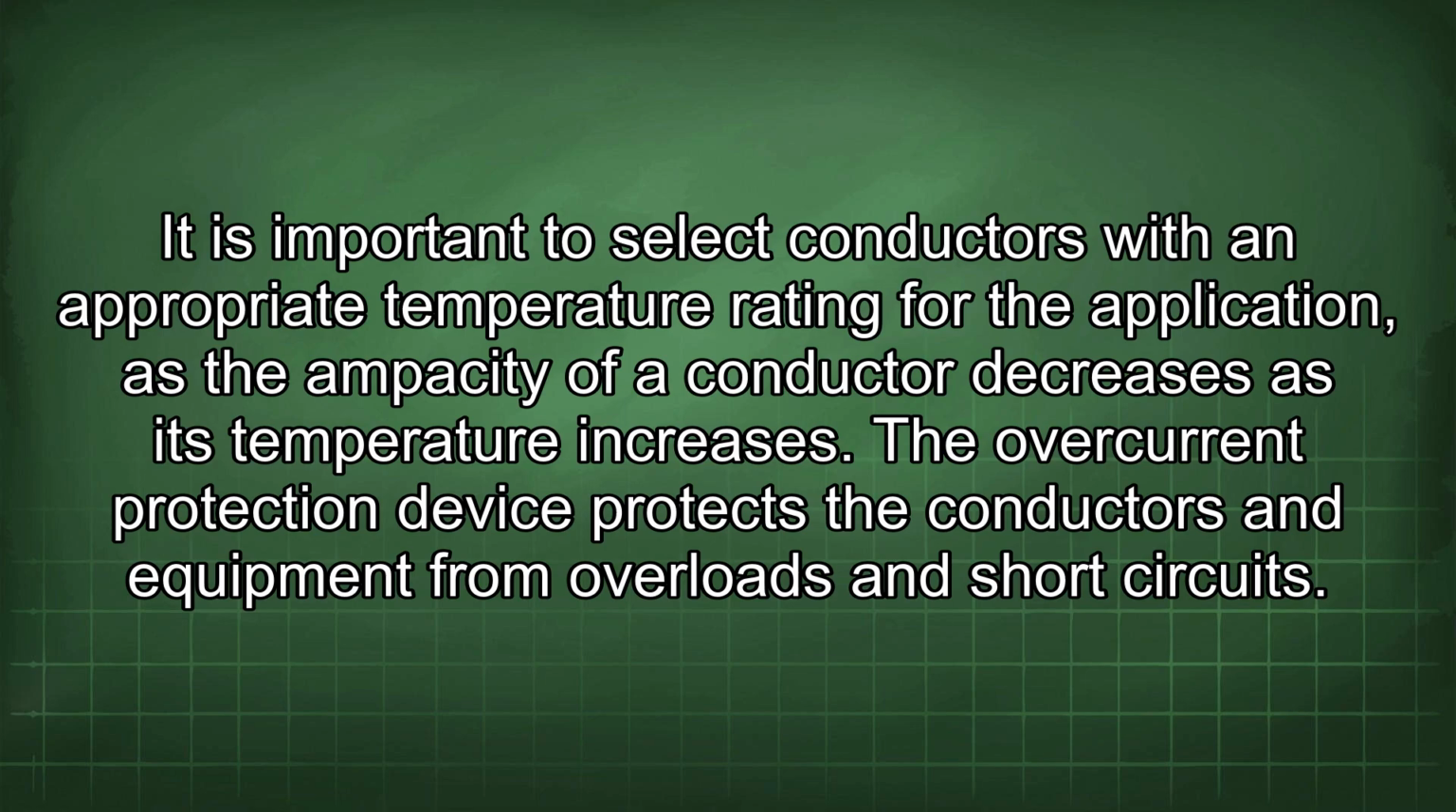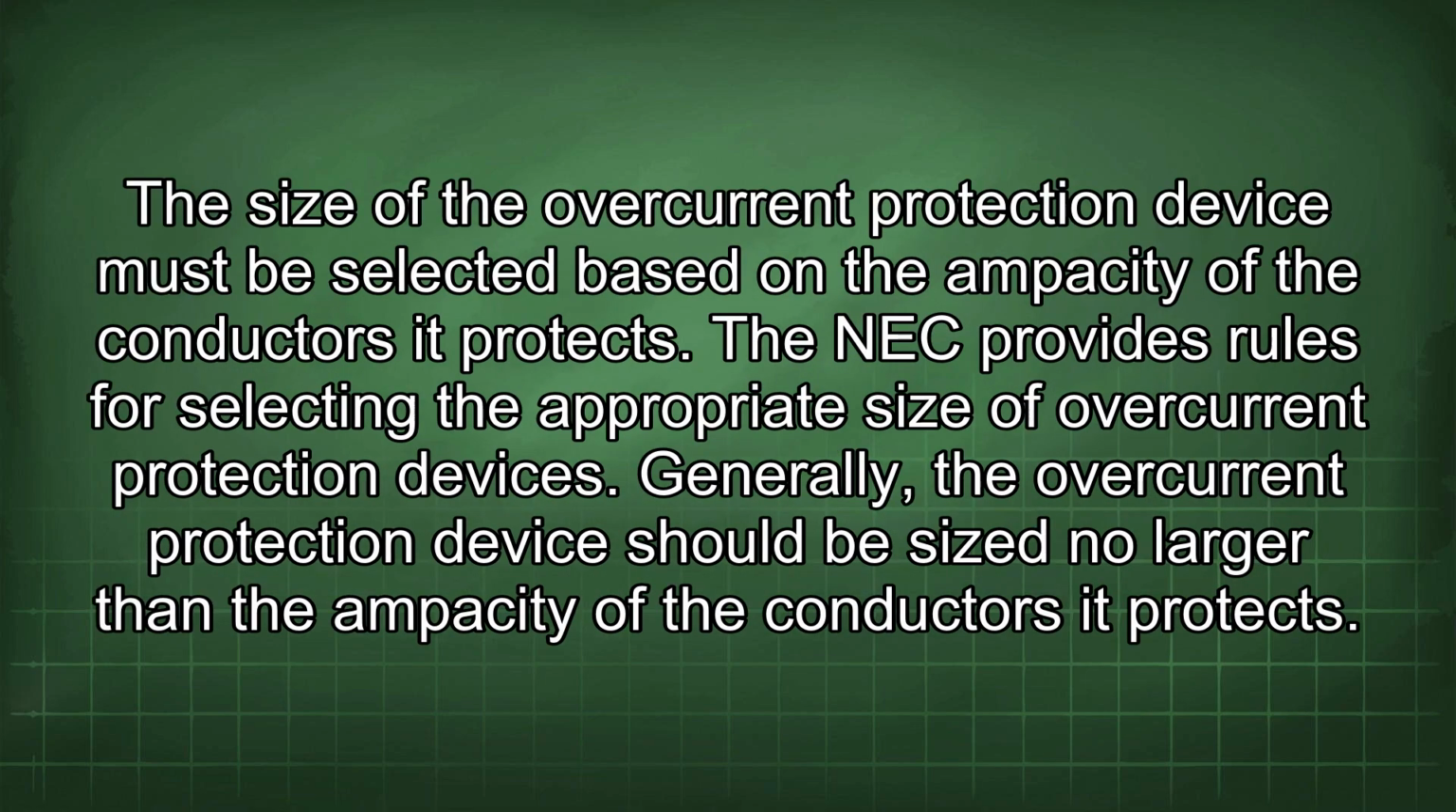The overcurrent protection device protects the conductors and equipment from overloads and short circuits. The size of the overcurrent protection device must be selected based on the ampacity of the conductors it protects. The NEC provides rules for selecting the appropriate size of overcurrent protection devices. Generally, the overcurrent protection device should be sized no larger than the ampacity of the conductors it protects.